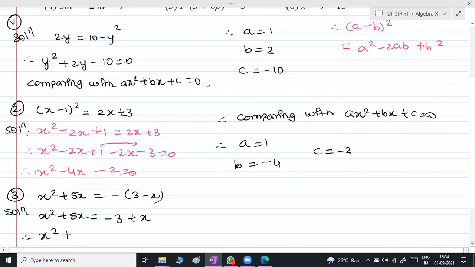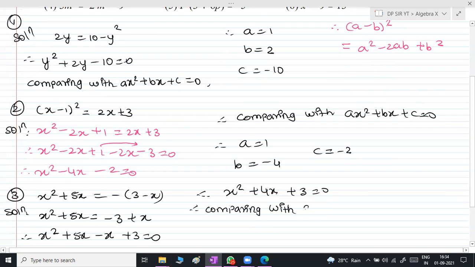X square plus 5x, then this goes to the other side, so minus x plus 3 is equal to 0. Therefore here it's going to be x square plus 4x plus 3 is equal to 0. Therefore, comparing with ax square plus bx plus c is equal to 0. Therefore, a is equal to, guys don't mix up, this part ended here, okay. Therefore, a is equal to 1, b is equal to 4 and c is equal to 3.